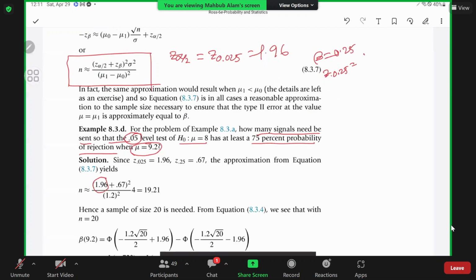The test can be one-sided. What do we mean by the term one-sided test? In case of a two-sided test, this is the mu value. We consider Z alpha by 2 here and minus Z alpha by 2 here. This is a two-sided test, and this becomes the accepted region. In case of a one-sided test, we have two options.